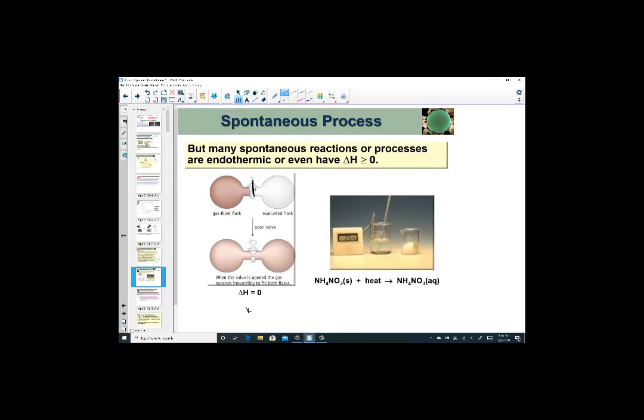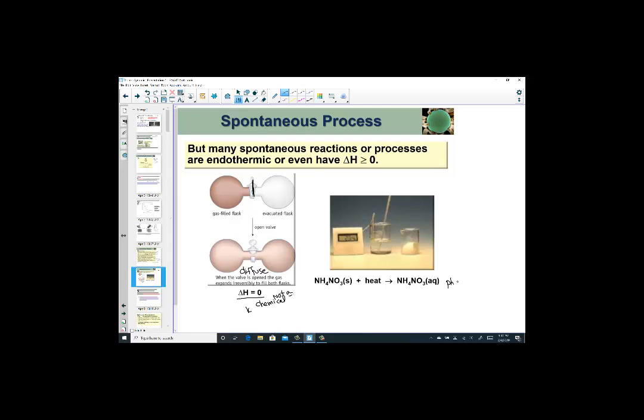And when you open the valve, the gas naturally diffuses to create a homogeneous mixture, evenly dispersed throughout the entire volume. So when that happens, it's a spontaneous process. There is no change of energy because this is not a chemical change. It's just movement of molecules into a larger container.